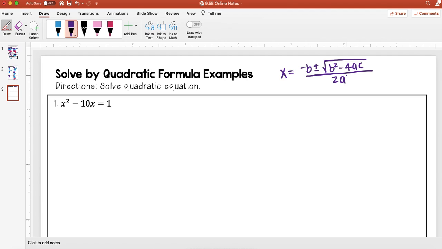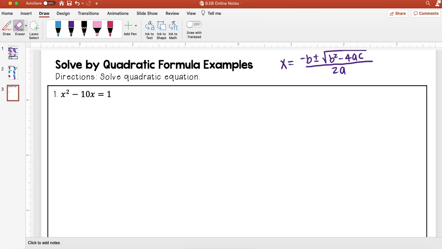Solving by square roots is also great, but you have to be missing this x term here. But the quadratic formula you can always use. You could even use it for those that are missing the bx term. So let's say this was actually x squared minus 1 equals 0. You could solve this using the quadratic formula by just adding in your x term by replacing it with 0x, and then using the quadratic formula from there. But let's go ahead and go through this first one.